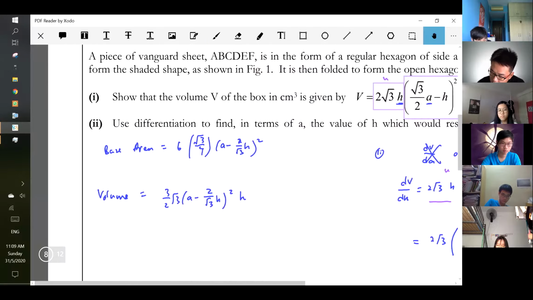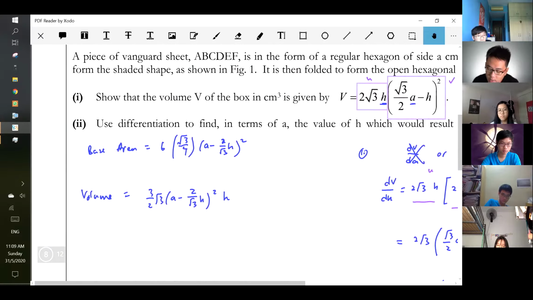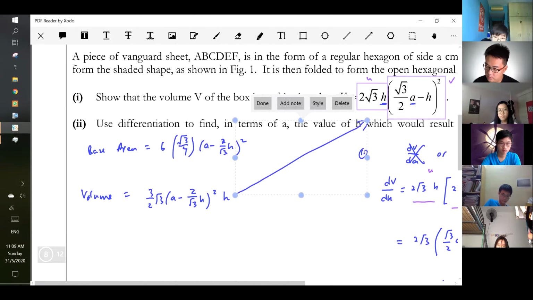Then the question is, Mr. Gunn, how come this is so different from what is asked to show? Then how? This is the next part I want you to show. So how do you actually change this to this one here? That's a question.